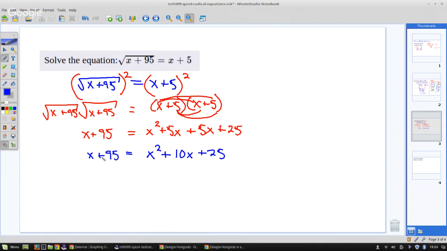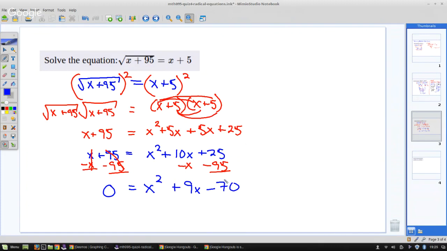All right, I think it'd be easier to take these two terms to the left side, so I am going to subtract this x over. So the x's go away, and that's a plus 95, so we'll do a minus 95 on each side. That's gone, so I have 0 is equal to x squared plus 9x minus 70. All right, so now I'm praying I can factor this.